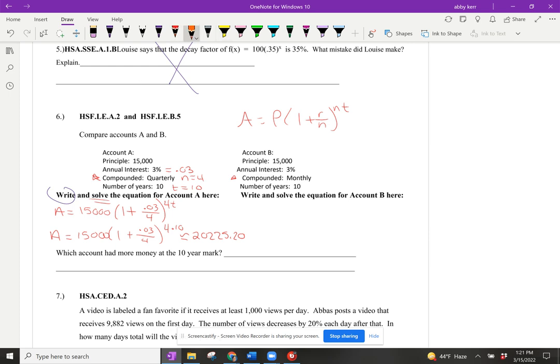Now for this one, our equation is still 15,000. That's how much we're starting with. 1 plus the 0.03. And then instead of quarterly, this now means 12. So it's going to happen 12 times per year. So now we're going to evaluate. So that's the writing. And now we're going to evaluate and plug in the 10 into our t value.